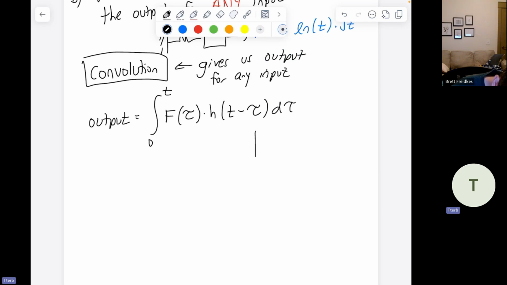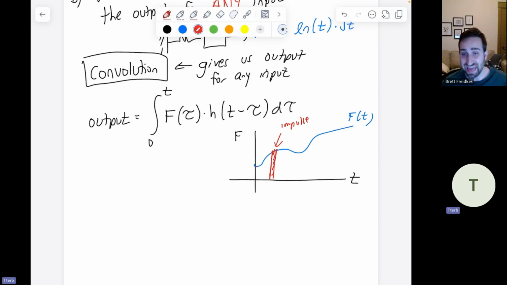So in general, if I were to give you some arbitrary force, and the force looked like that. If I were to look at one section of this, we see that this is basically an impulse at that exact period of time. And we know that when the impulse is 1, x of t is equal to 1 times h of t. I'll just write it like that for a second.